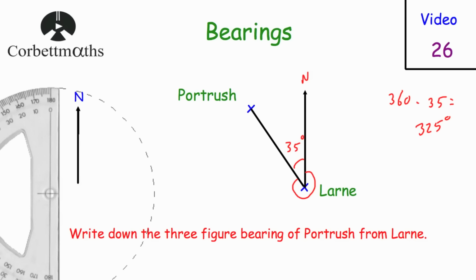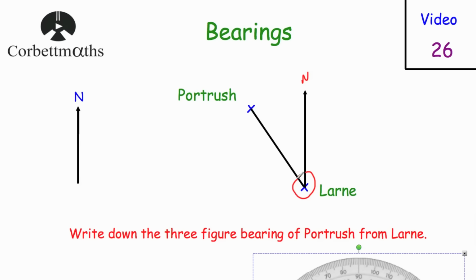The answer is 325, but we can go back to the beginning. We want to measure this reflex angle, so what we could do is draw a line straight down, like so. We know that on a straight line the angles add up to 180 degrees, so this is 180 degrees on the right hand side, just by drawing the line straight down, our south line.